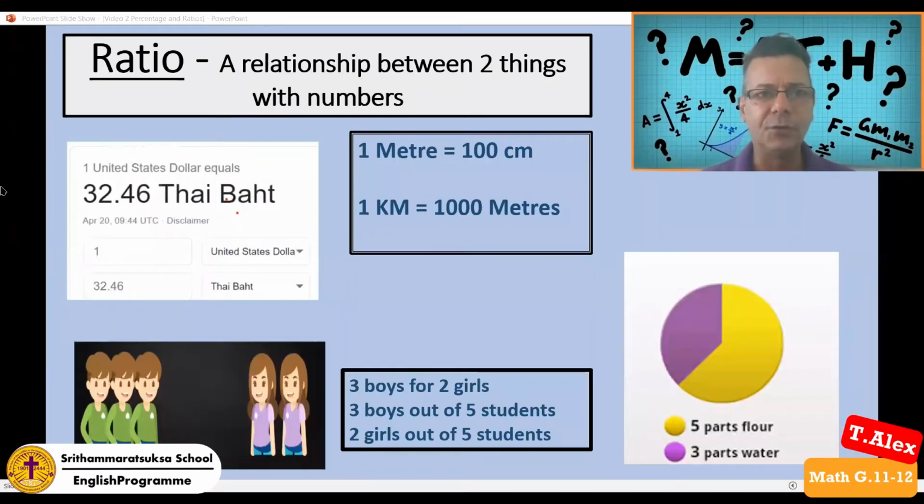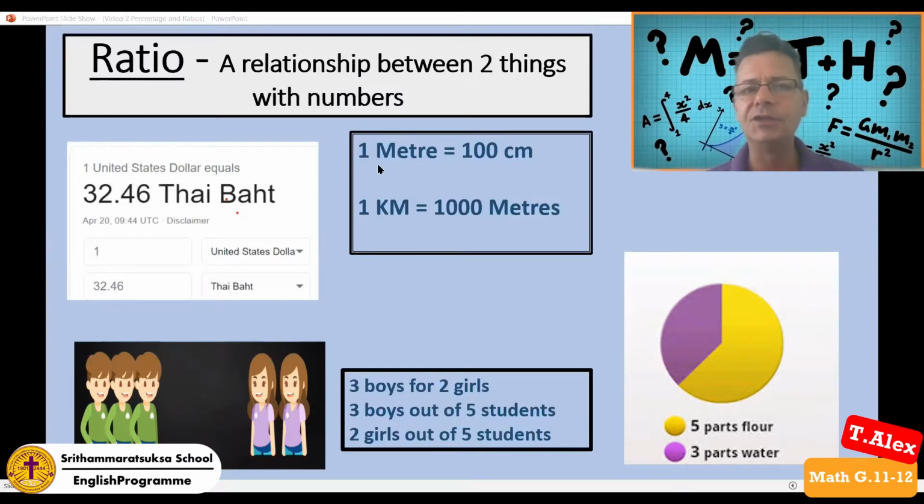So, a ratio is a relationship between 2 things with numbers. We call the things variables. For instance, $1 equals 32.46 baht. This is the ratio of $1 to baht. And from this, I can work out how many baht are $100, or I can change baht into dollars by using this relationship.